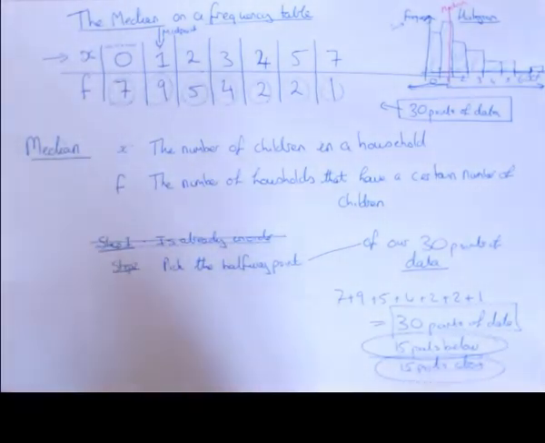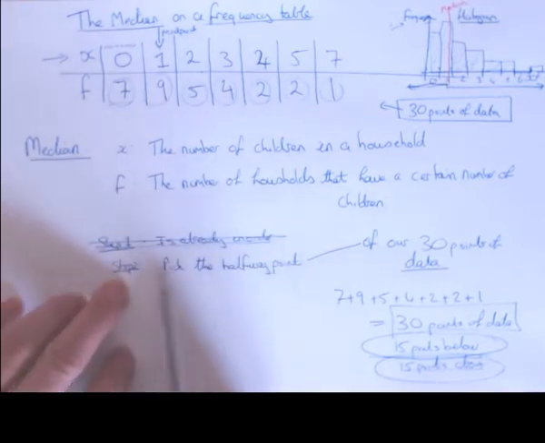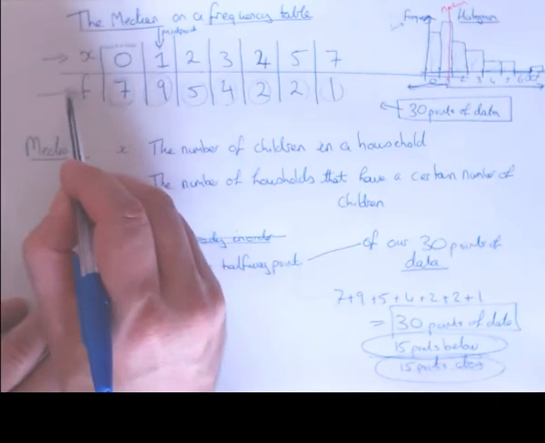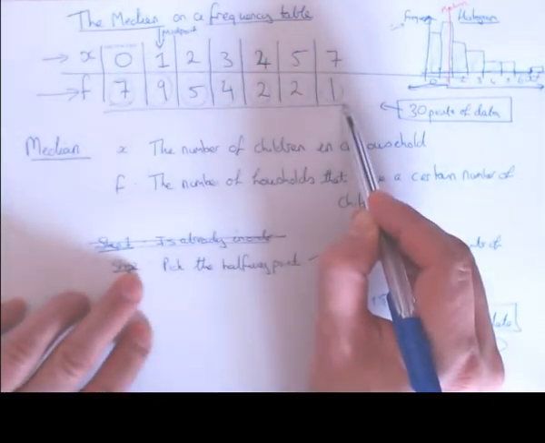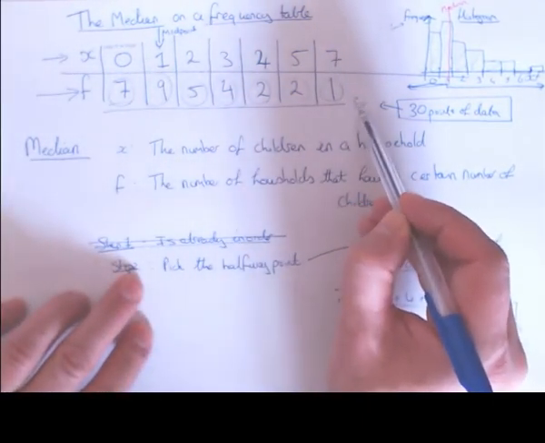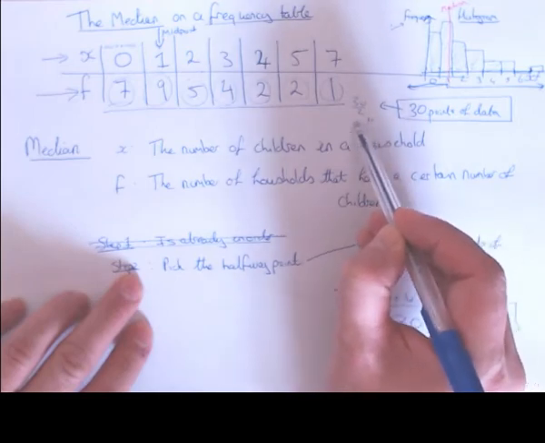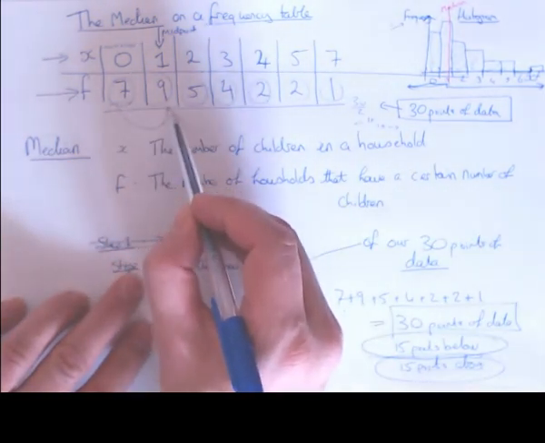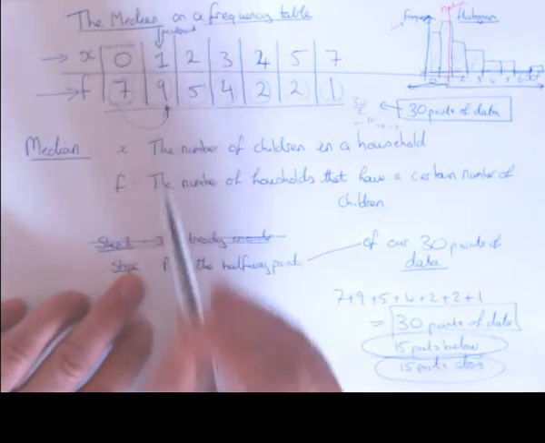Step 1, they're already in order. Step 2, pick the halfway point. What's the halfway point? We add all these up and we find that gives us 30. We find the halfway point is 15 below, 15 above, and we find our 15th and 16th point, and we find it's in here.